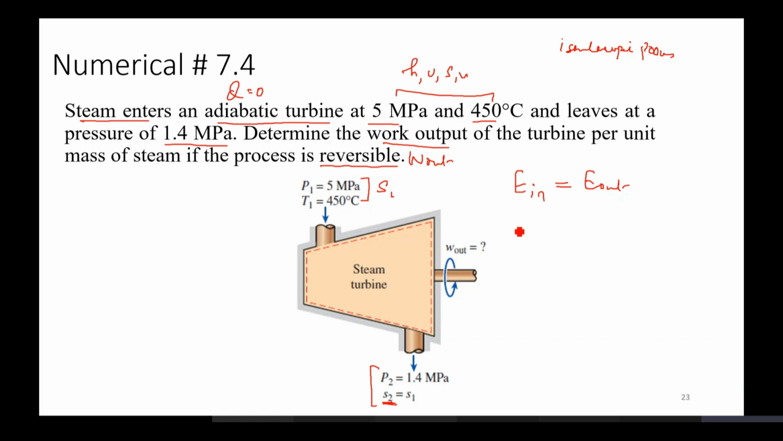E in is coming in terms of enthalpy, H1. E out, which is going out, is H2, which is again the enthalpy, plus the work out. So this is the energy coming in, this is the energy going out. H1 you can find out using these two conditions. H2 you can find out from these two conditions. This would give you the work out.